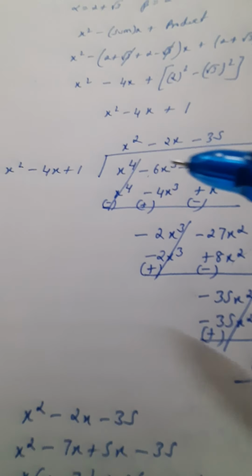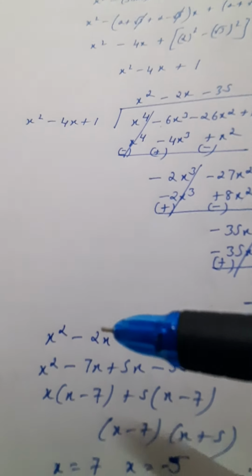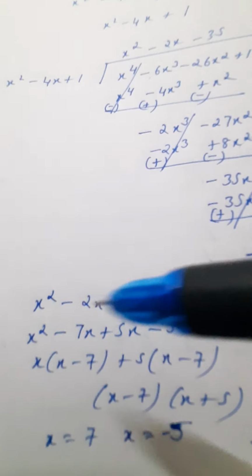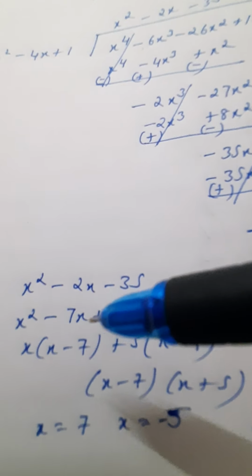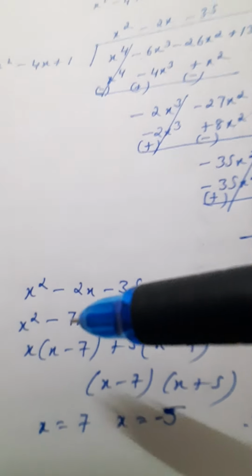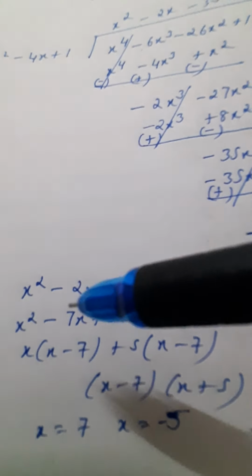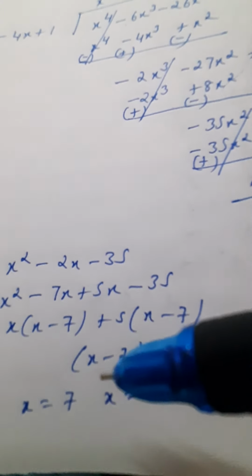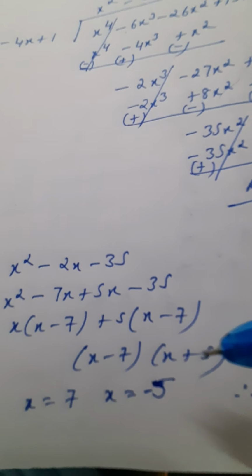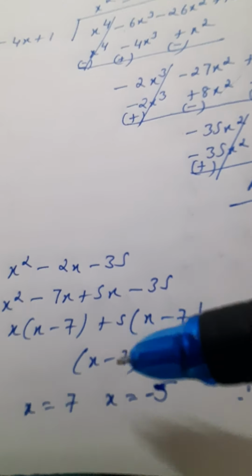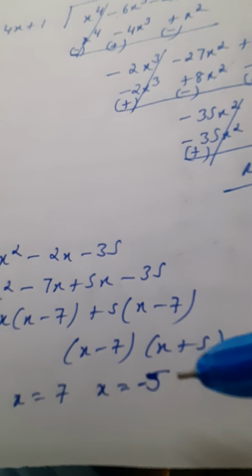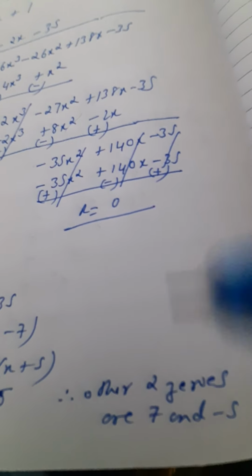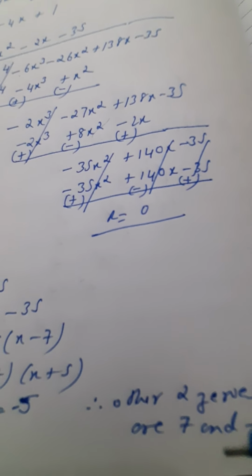Then the last step comes, the quotient is this, x square minus 2x minus 35. You will factorize this by splitting the middle term. So factors will be minus 7 and plus 5. So minus 7x plus 5x. Then x common x minus 7, 5 common x minus 7, factors x minus 7 and x plus 5. So equating it to 0, we get the other zeros as 7 and negative 5. So two zeros were given, we have found out the other two zeros.